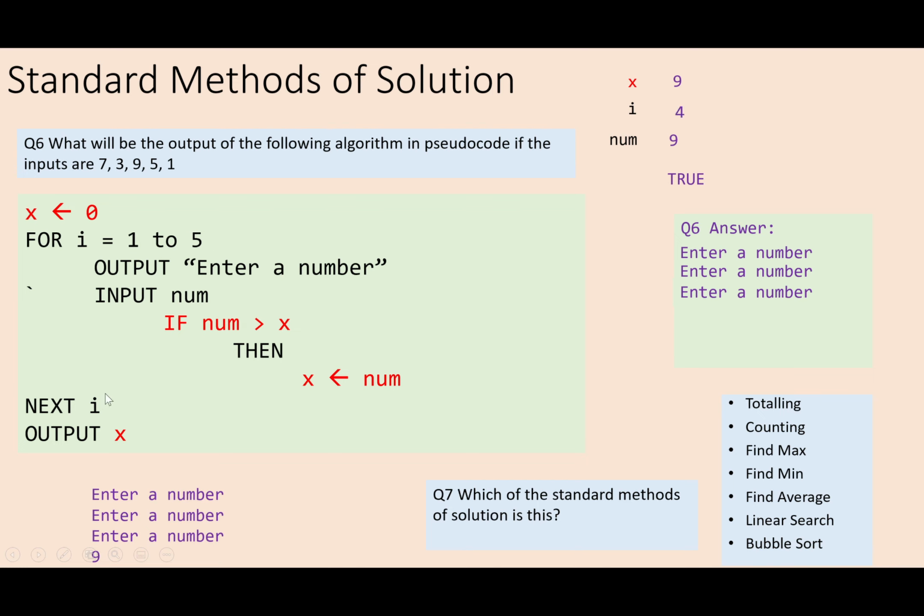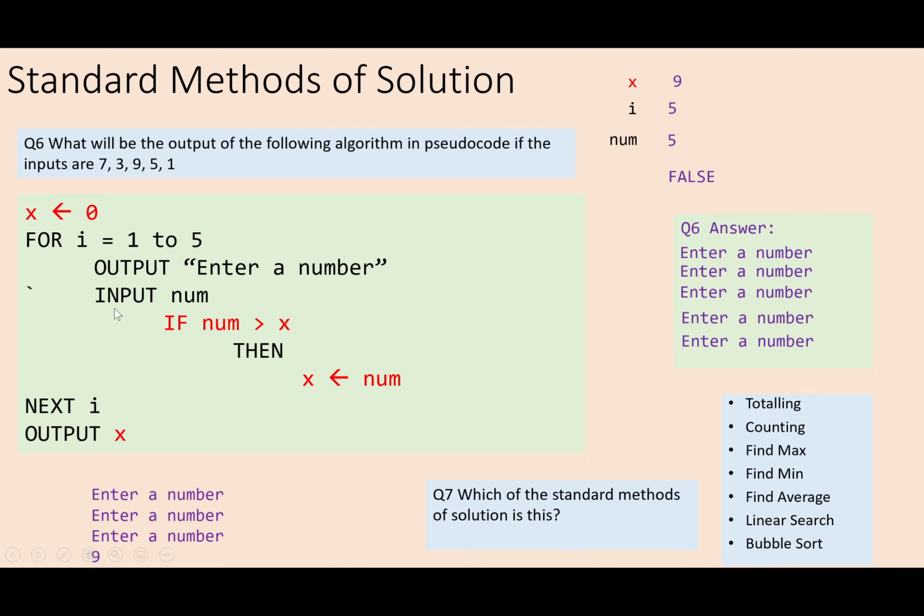So next I is going to go to 4. We go around again. We output "enter a number". We input our next number. That's 5. Is 5 bigger than x? Is 5 bigger than 9? No, it's not. So we come down again and we go to our next I, which is 5.